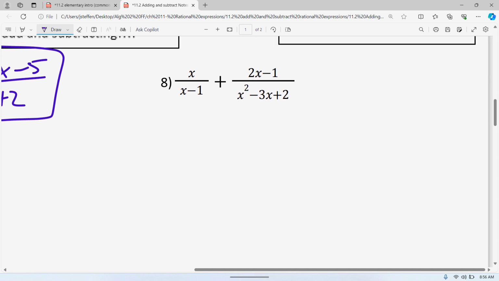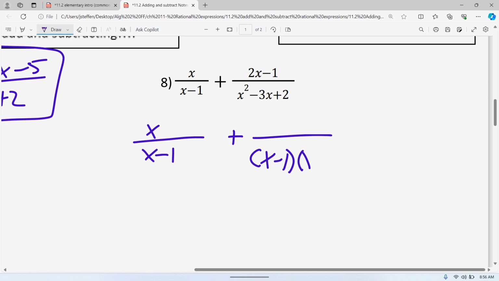So number 8, we don't have common denominators. The first one's already factored, which I will rewrite. I leave myself some space and put my plus. My next one, you need factors of 2 that add up to be negative 3: x minus 1 and x minus 2.